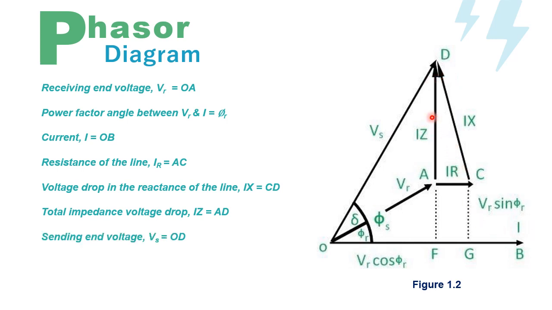OD is the sending end voltage VS, and angle theta S is the power factor angle between the sending end voltage and current. And angle delta is the phase displacement between the sending end voltage and the receiving end voltage.